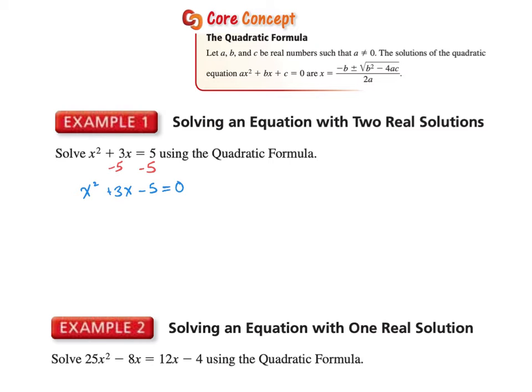Now we can use our formula. We need to identify what a is. A is the number that is the coefficient of the x squared term. So a, the coefficient of x squared, is 1. b is the coefficient of the x term, which is 3. And c is your constant number there, so that's negative 5. We're going to plug into the correct spots using our formula. This formula right up here. We're going to use that. All right, so we're going to plug it in.